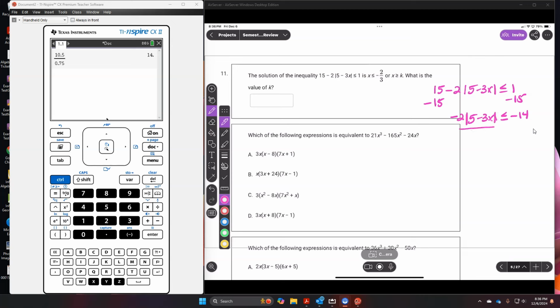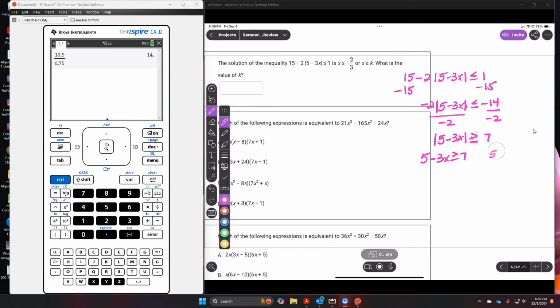So we divide by negative 2, divide by negative 2. So we have absolute value of 5 minus 3x is less than or equal to negative 14 divided by negative 2. Negative 14 divided by negative 2 is 7, but remember, when you divide by a negative, the inequality sign will change, so it's not less than, it's going to be greater than or equal to. So now we have 5 minus 3x is greater than or equal to 7, and we have 5 minus 3x is less than or equal to negative 7.